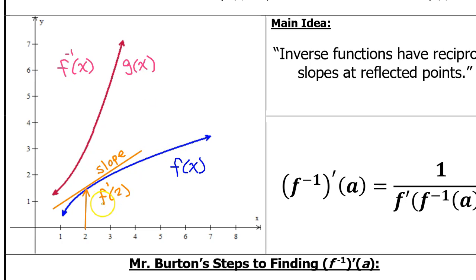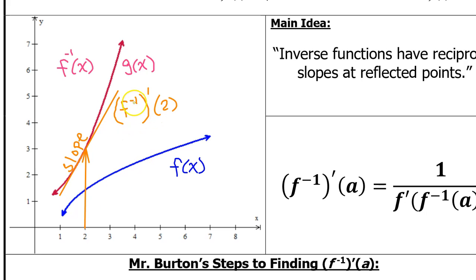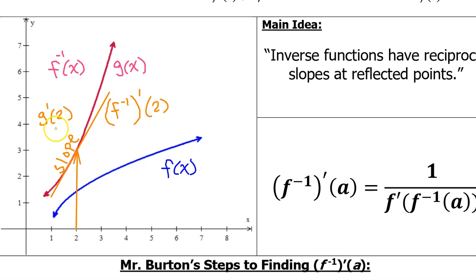We know that f prime at 2 means the slope of f at 2, the slope of this tangent line. Similarly, f inverse prime at 2 will be the slope of this tangent line. On some problems, they would call this g prime at 2, where g is the inverse.